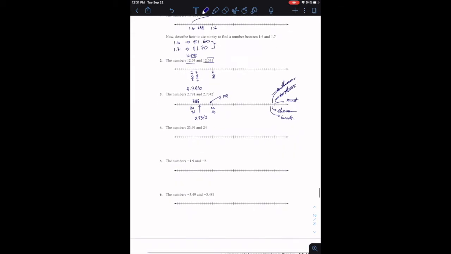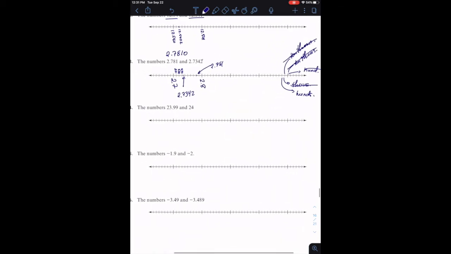So the numbers 23.99 and 24. Let's try to see if we can figure this out. Now, if we are going to use these as ones, let's see if that would work. Then that would be 23 and that would be 24, and then that number would be way over here, 23.9 and then 9. We could absolutely do that.